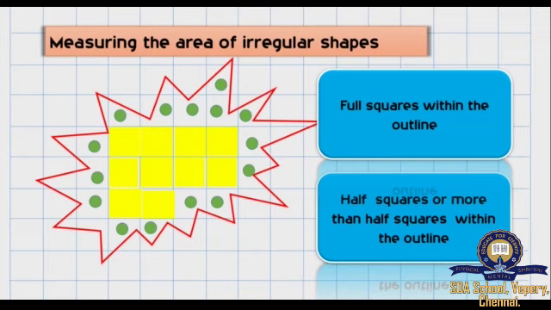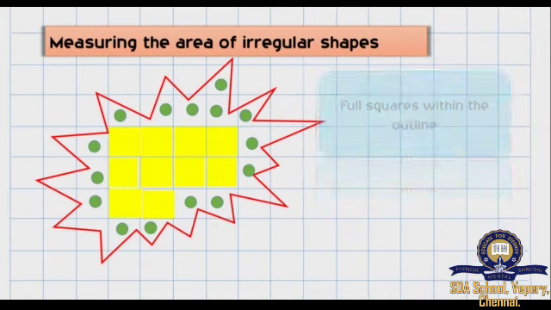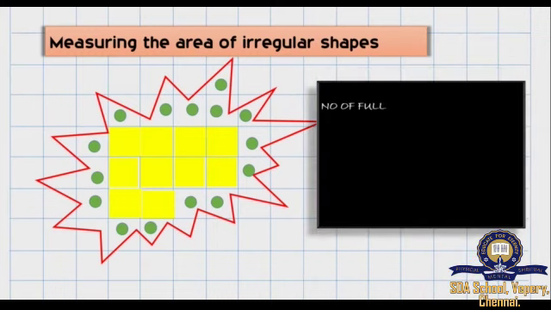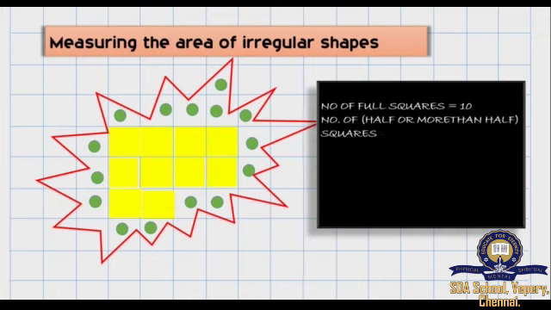Now we are going to count. So how many full squares are there? You quickly count. And how many half squares and more than half squares are there? Yes, you are going to count. And so you can see the number of full squares is 10. I think you have counted. And the number of half or more than half squares is, yes, 15. It's 15. So the total number of squares present is 10 plus 15, 25.